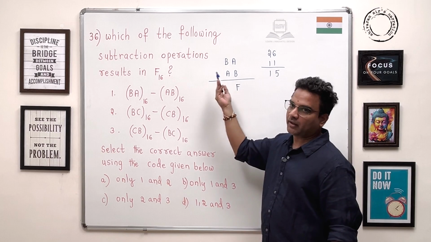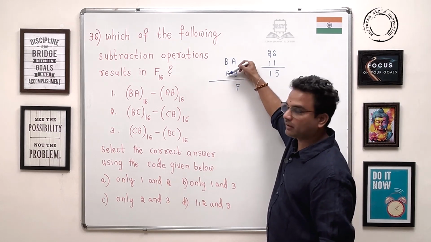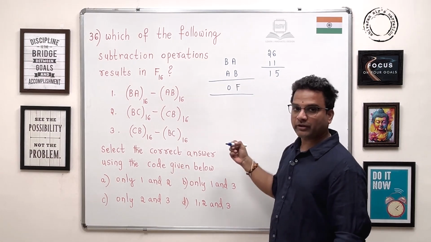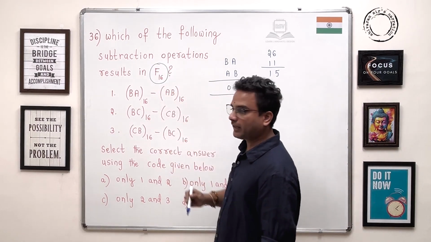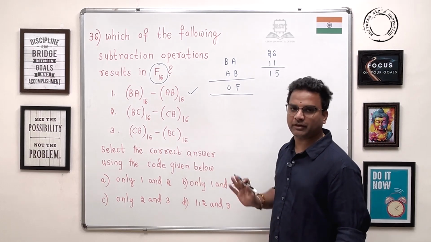Again, from B, 1 already went. Then you get only 10. 10 minus 10, then it is 0 only. It's 0F. 0F obviously is the result. Hence, this is giving it. Option 1, like 1 is giving it.